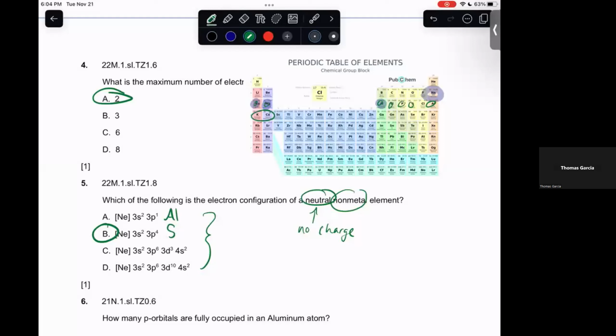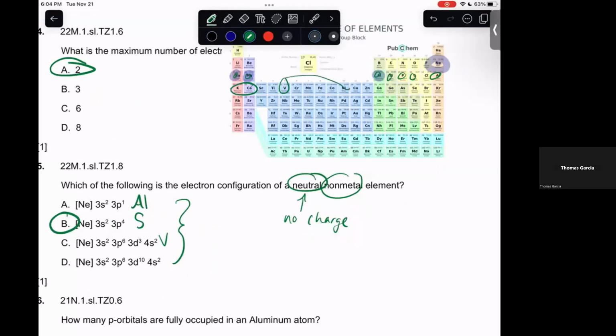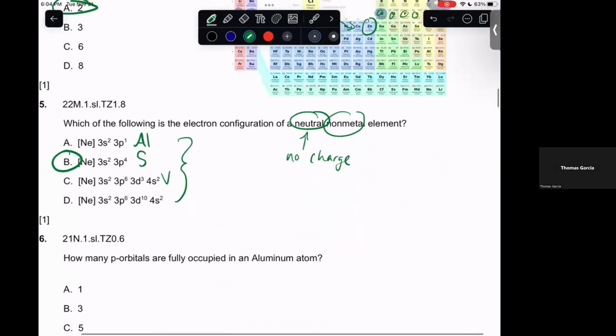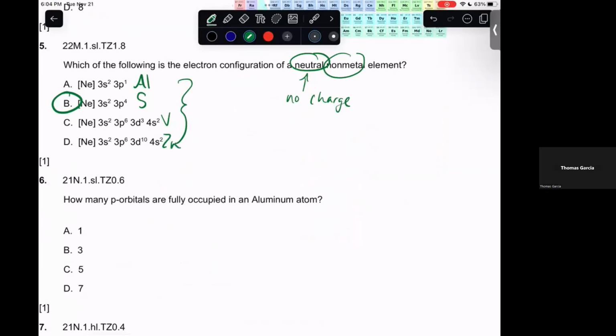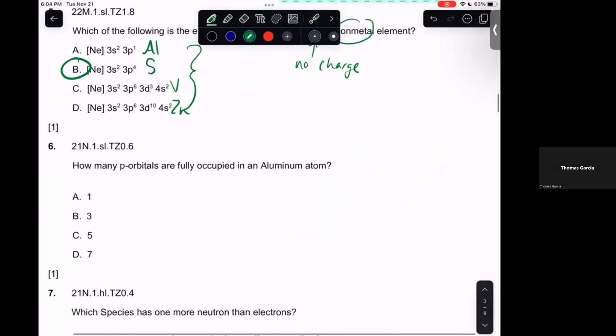4s2 takes care of these, and 3d3 takes us to vanadium. 3s2 3p6 3d10 4s2. So same as vanadium, but instead of 3d3, we now go all the way to 10, which is zinc. So this is going to be zinc. All right. Moving on to number 6.